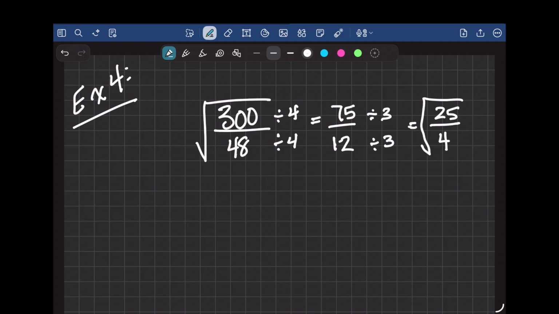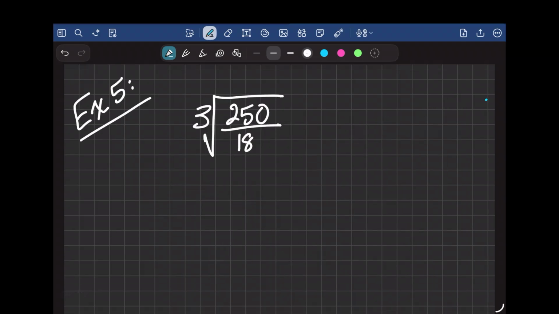So when I look at this, I am actually working with the square root of 25 over the square root of 4. And if I apply my square roots here, I know the square root of 25 is 5. I get a whole number. The square root of 4 is 2. I also get a whole number. So now I'm done. All right, and example 5.